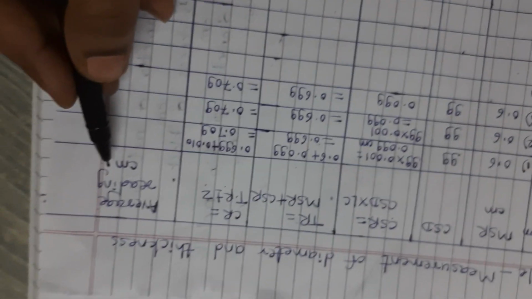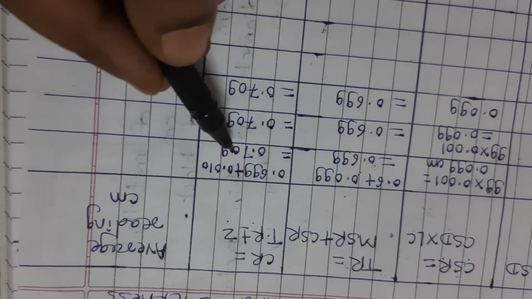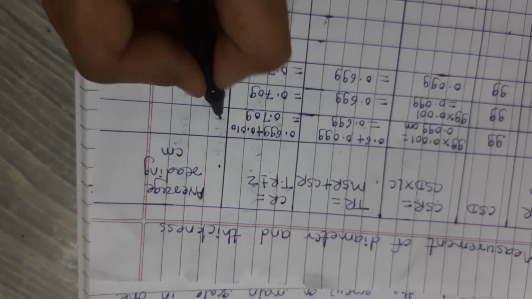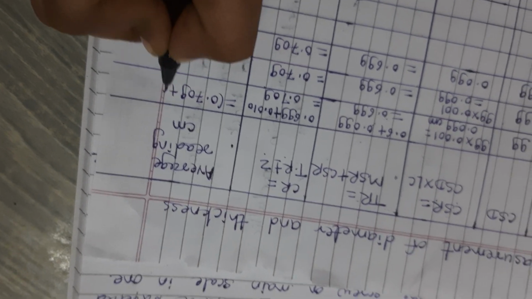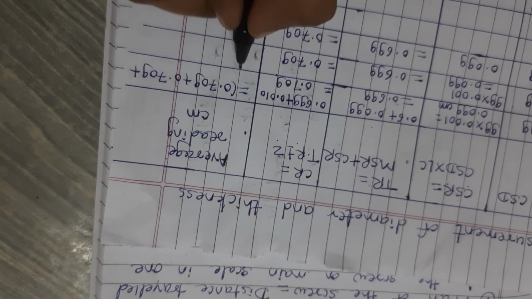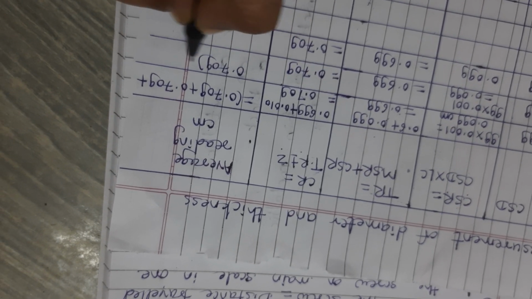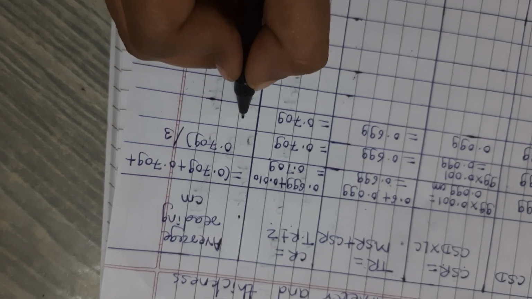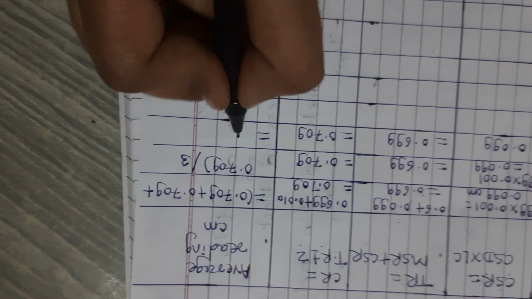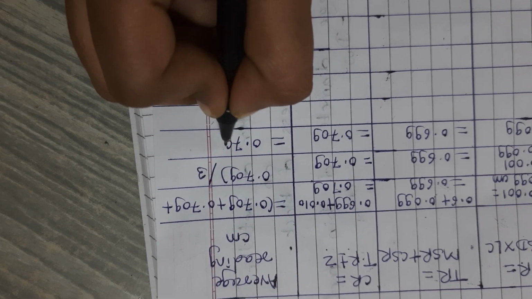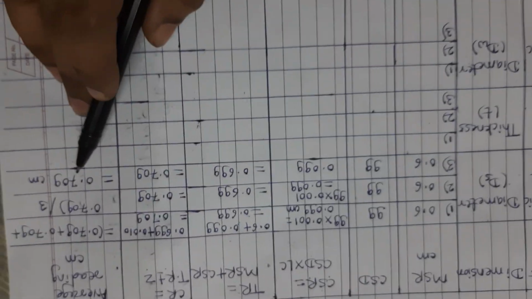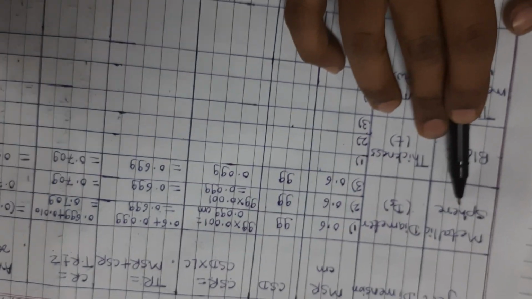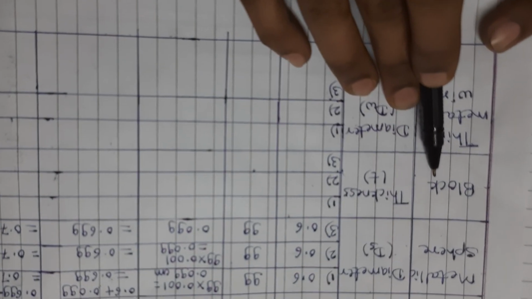Then we have to find the average reading. These three readings are the same. For the average, we add these three readings, 0.709 plus 0.709 plus 0.709, and divide the total by 3. Since all three readings are the same, the average is the same, 0.709 centimeter. This is the average outer diameter of the metallic sphere. Then second, we take the block. It may be a metallic block or a wooden block.